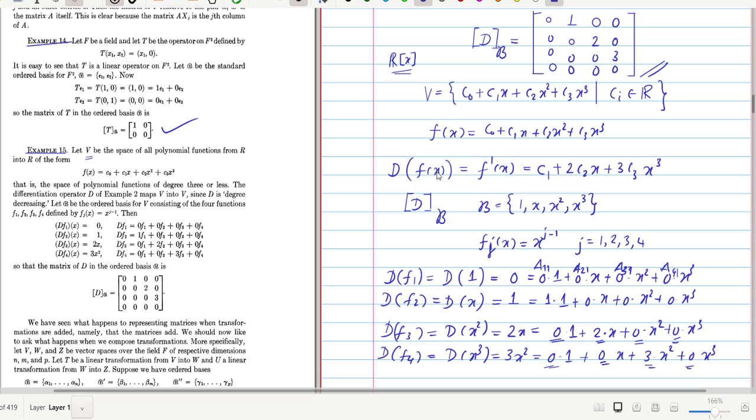So this is the 15th example. These are the examples for the matrix representation of different linear transformations on a vector space.